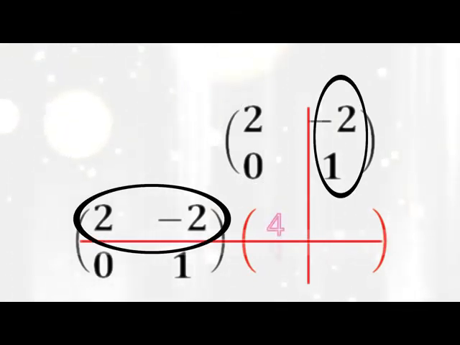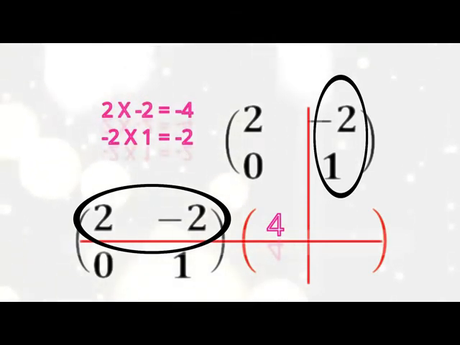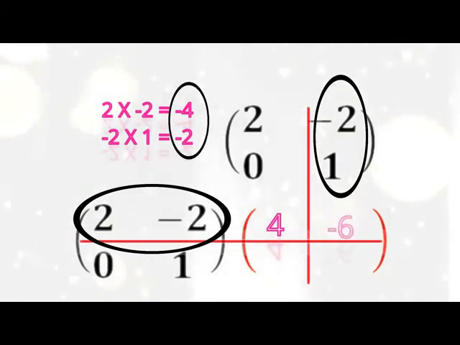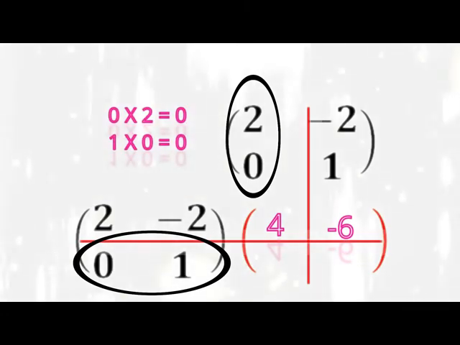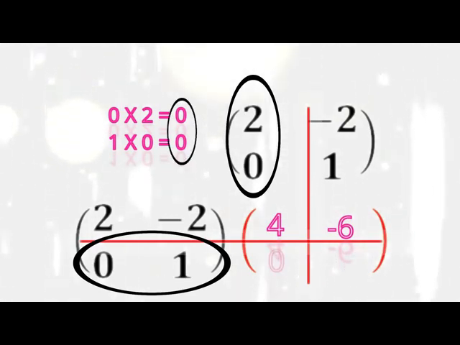Now, we're still in the first row but we move on to the second column. We multiply 2 with negative 2 equals negative 4, and then negative 2 with 1 equals negative 2. So negative 4 plus negative 2 equals negative 6, and negative 6 goes to that position. Now we move on to the second row. We multiply the second row with the first column. 0 times 2 equals 0, and 1 times 0 equals 0. 0 plus 0 equals 0. You put that number in that position.